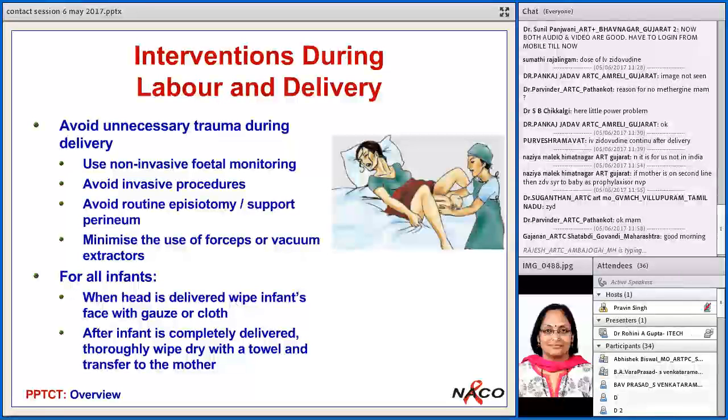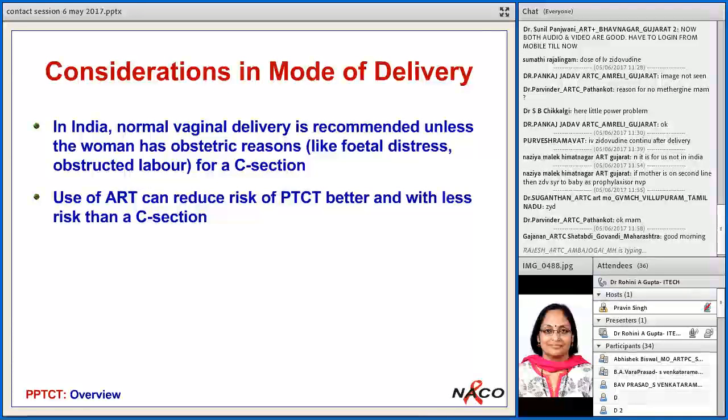For all infants, when the head is delivered, wipe the infant's face with gauze or cloth. After the baby is completely delivered, thoroughly wipe dry with a towel and transfer to the mother. And this is probably one indication for giving a bath to the baby, where you wash off all the blood which is contaminated with HIV.